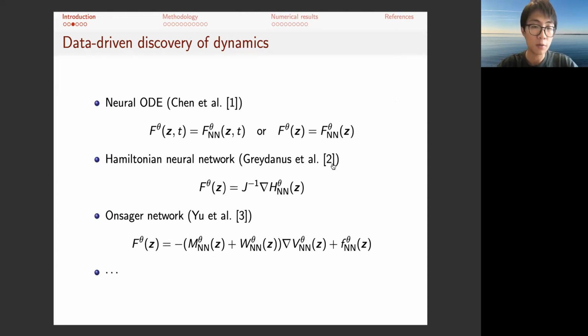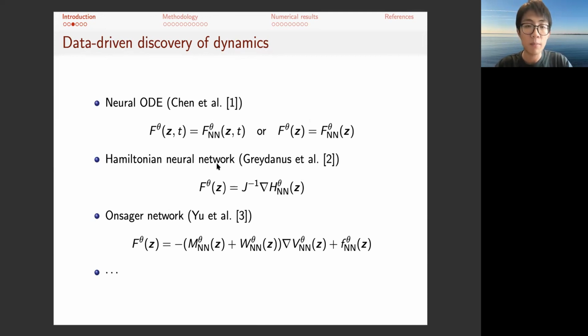One common approach that is used for such a task is the neural ODE. Basically, they just parameterize the right-hand side f as a standard feed-forward neural network. For this approach, the only model assumption is that the system is deterministic, and there is no other model assumption.